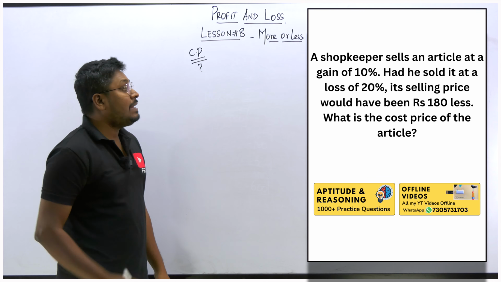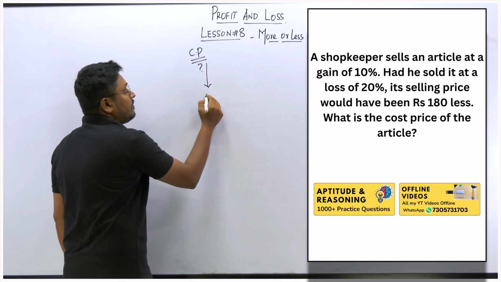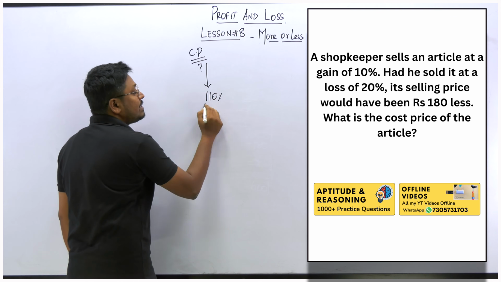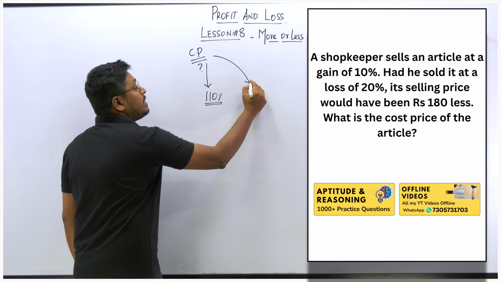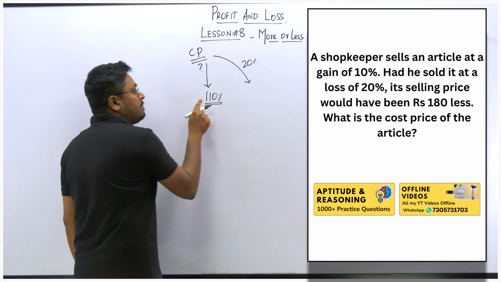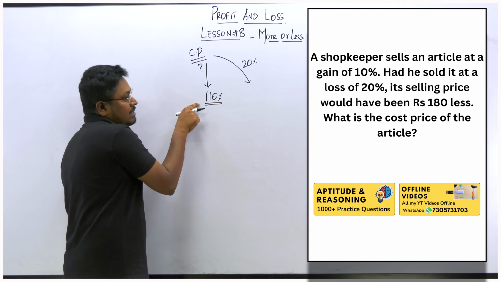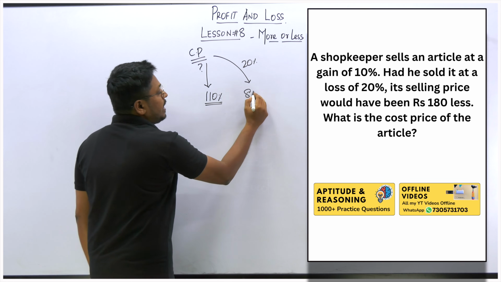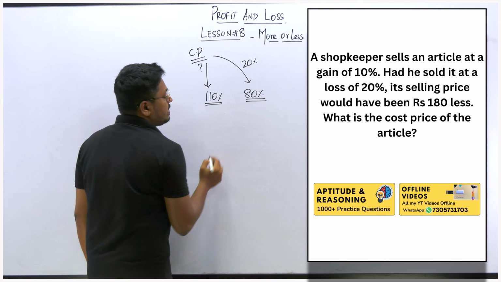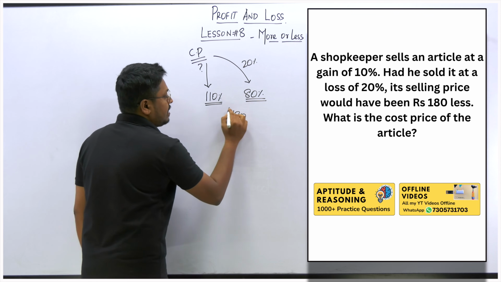Now he is selling the article for a gain of 10%, so 110% will be the selling price. If it is a 10% profit, you have to add it to the base number 100%. If it is a 20% loss, then 100 minus 20, which is 80%, will be the selling price. How many rupees less? 180 rupees less. That's it. Friends, understood or not?